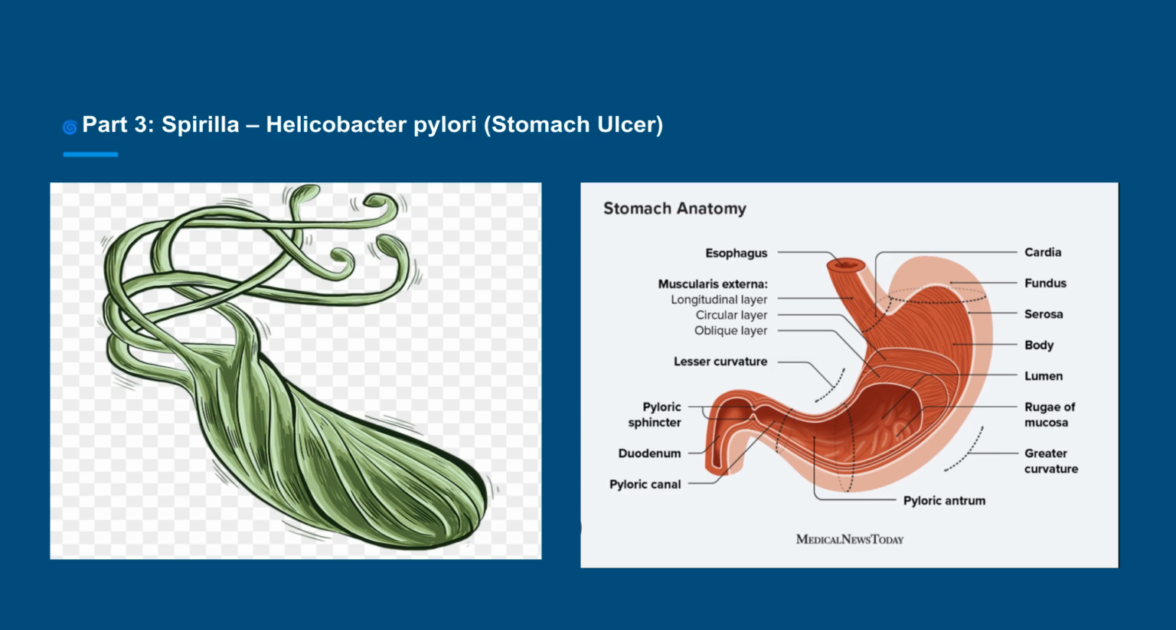So that brings us to our third example, Helicobacter pylori. This is a spirilla shaped bacterium, meaning it has a spiral or a corkscrew shape. It is gram negative and it's known for surviving in the harsh acidic environment of the stomach. H. pylori is responsible for causing stomach ulcers and sometimes chronic gastritis. Symptoms may include stomach pain, bloating, nausea, and loss of appetite.